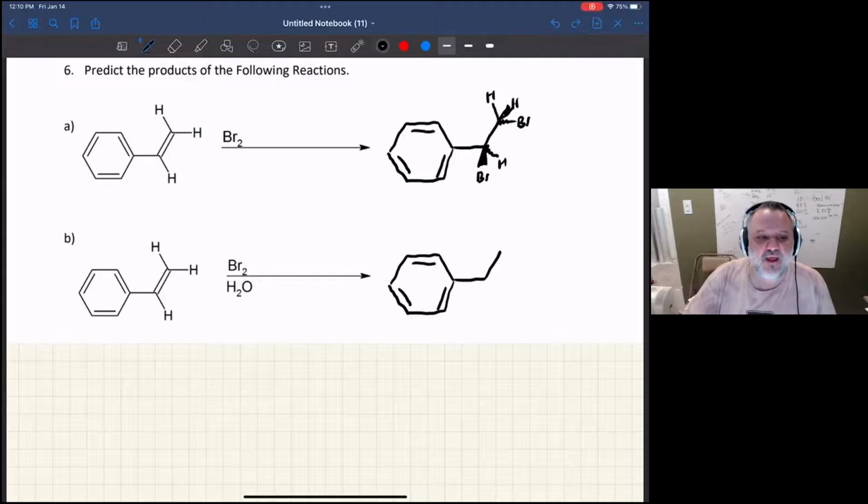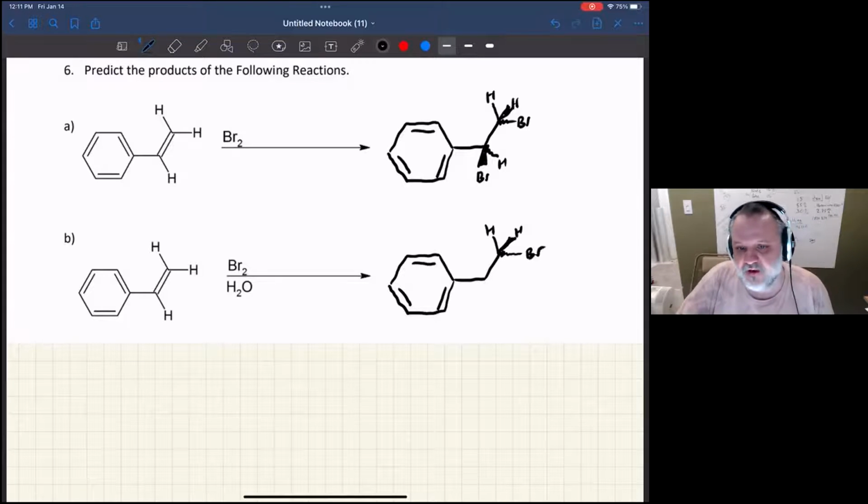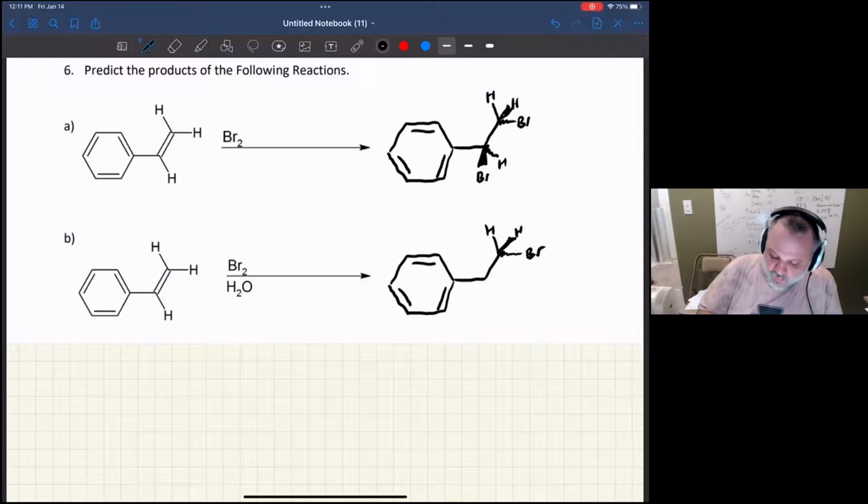Okay, the next one is the reaction with water. I'm still going to have a bromine that adds. And again, just to remind everybody, I'm going to show this as a wedged and dashed representation, even though it's not a stereocenter, to remind you that the alcohol addition is going to be an anti-addition. So that means the alcohol is up compared to the bromine.